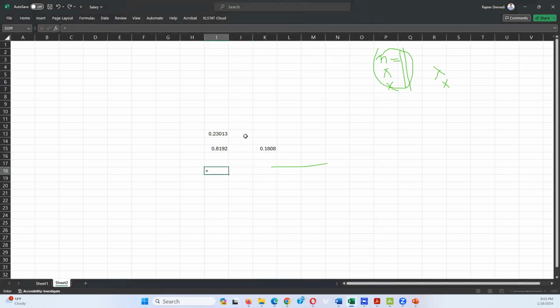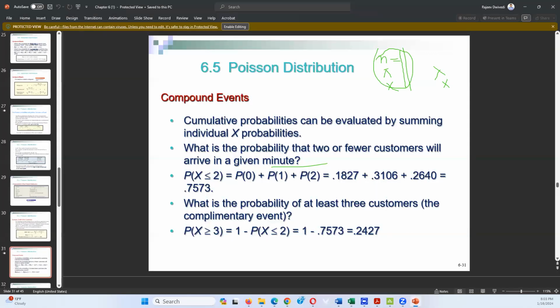So I just do Poisson distribution. Here it is asking for the X value. X value is 2. Mean is 1.7. And cumulative, yes, we are doing a cumulative one. You can see the previous 75%, we get exactly the same value. So this is 75%.